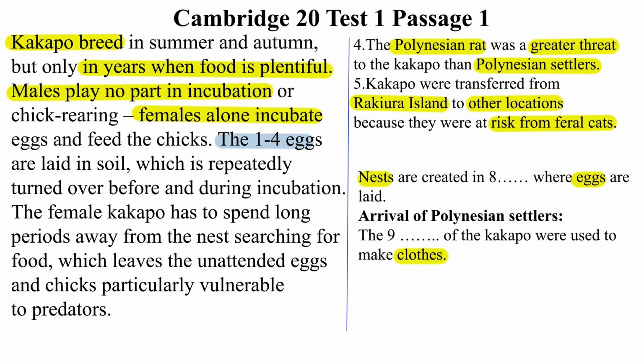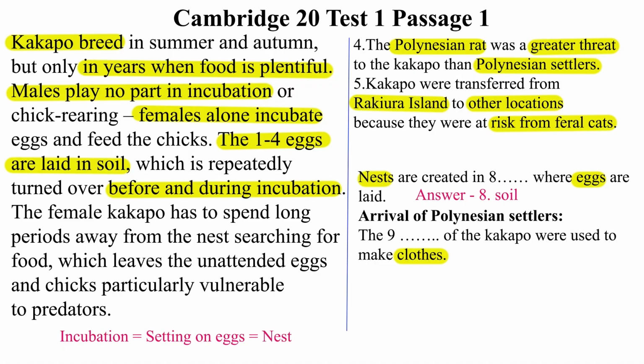The one to four eggs are laid in soil, which is repeatedly turned over before and during incubation. Here X is our keyword for number 8, blank. Where eggs are laid, the answer is soil.